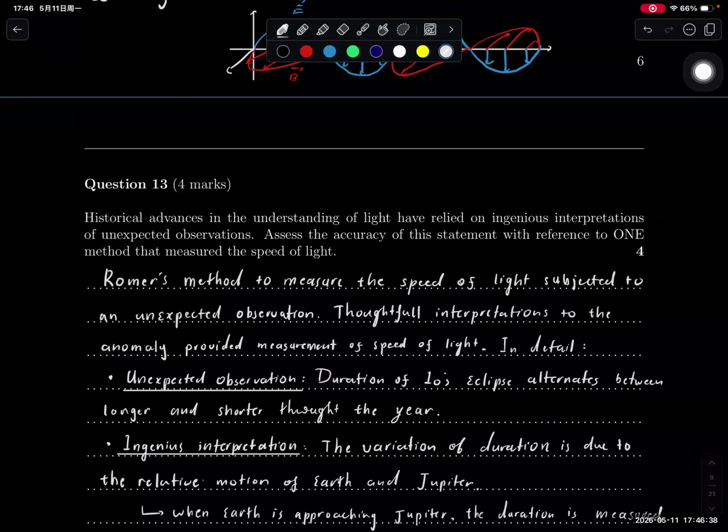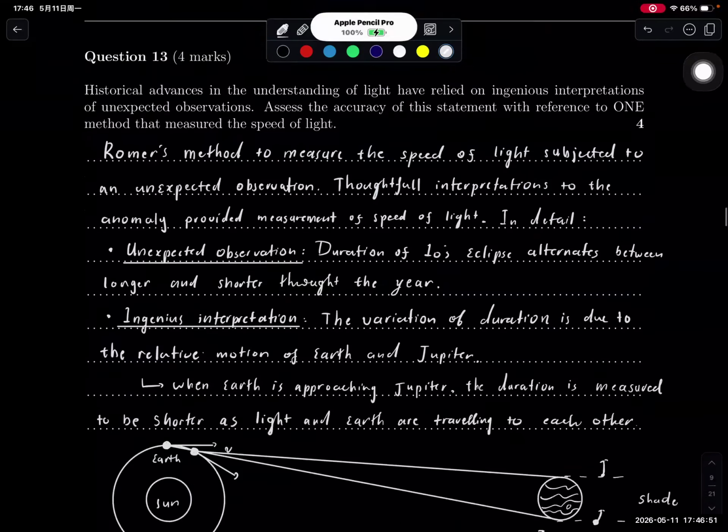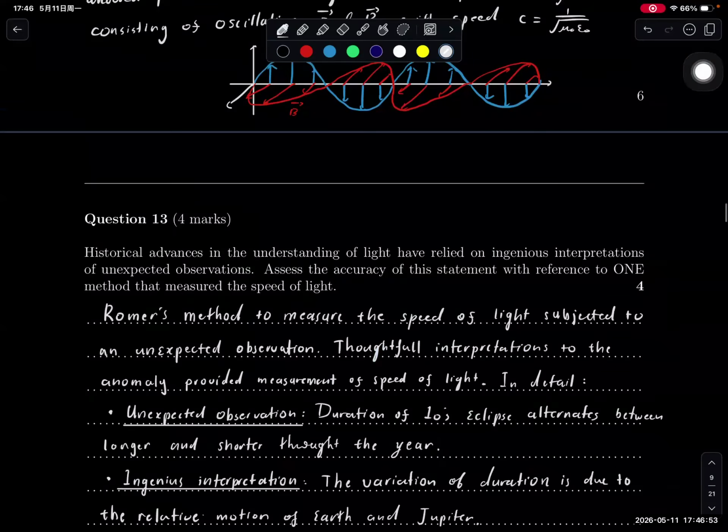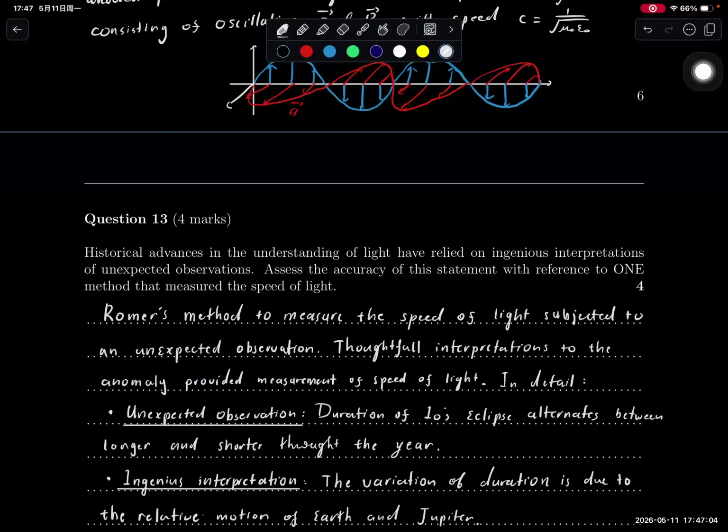Historical advances in the understanding of light relied on the ingenious interpretation of unexpected observations. So if you read through those questions, many of them are kind of hard to answer, especially this one. And so only 4 marks too. So this is kind of like the HSC way to ask about this question. Not gonna just ask a normal, simple definition question. Right? They always want you to think more about the relationship between the models. And this one has very harsh requirements.